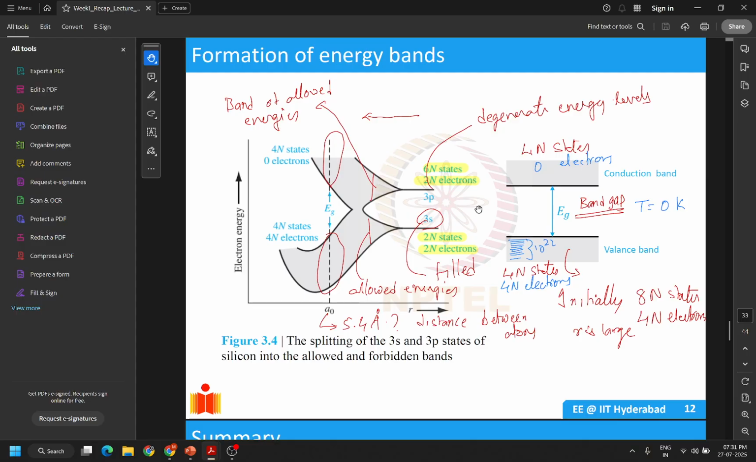But as they move closer, there is interaction between the atoms, and the energy states start changing. First they merge into each other to make a continuous energy band, and they again separate out as they come even closer to form two energy bands called the valence band and the conduction band. There is a gap in between those energy states known as Eg, which is the band gap.